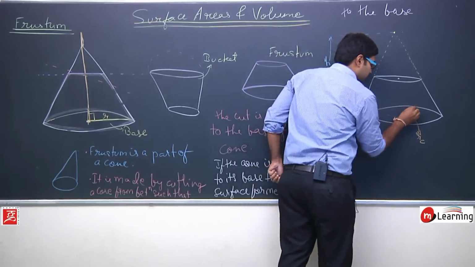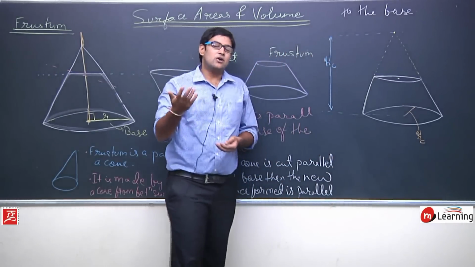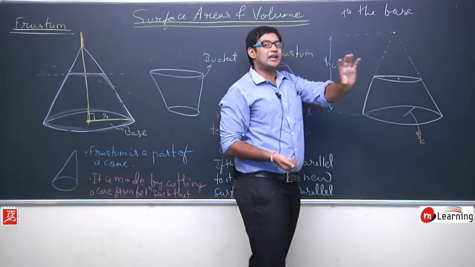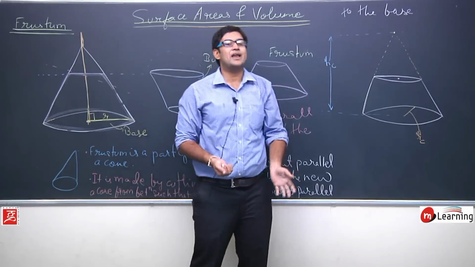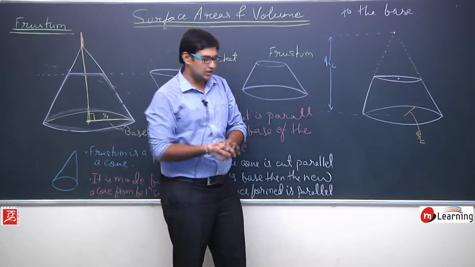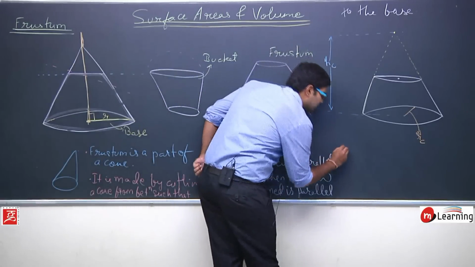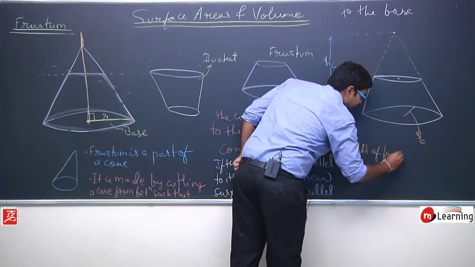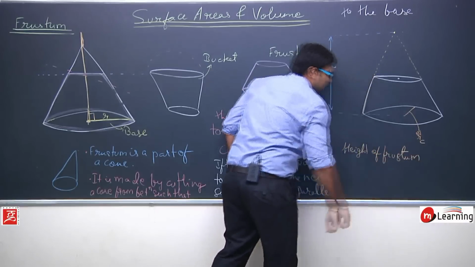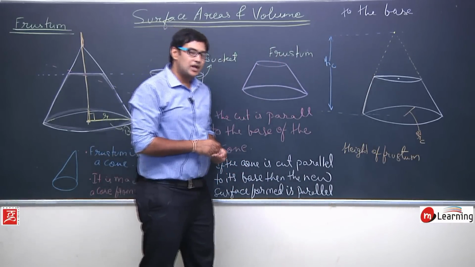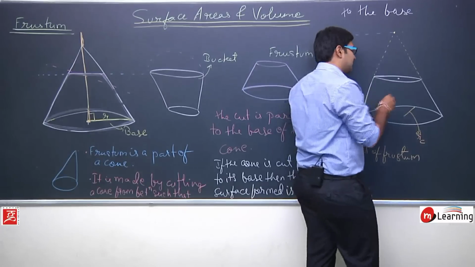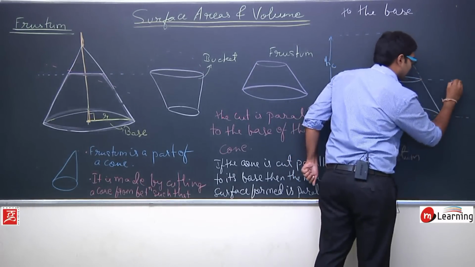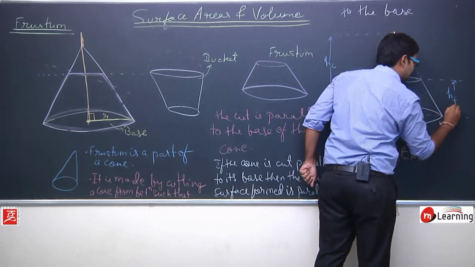Now I have removed this portion of the cone and I am left with this frustum. So we will define the height and the radius and all other parameters related to frustum. Okay, so let us understand. The first terminology is height of frustum. Now what is meant by height of frustum? Height of frustum is simply the distance between the two parallel faces of frustum. Let us represent it by HF.